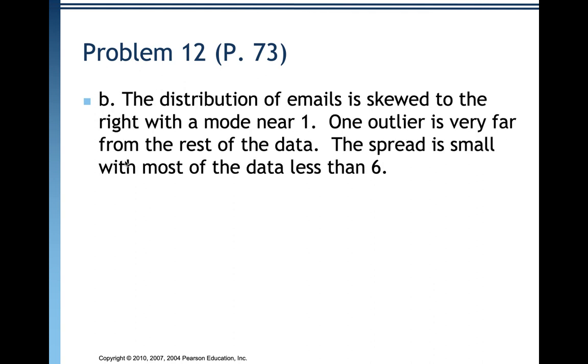Okay, so the distribution of emails is skewed to the right with a mode near 1. Okay, so that's shape and center. One outlier is very far from the rest of the data. So that's outliers. And the spread is small with most of the data less than 6. So there's spread. So we've got our description there. We've got shape. We've got outliers. We've got center. And we've got spread.